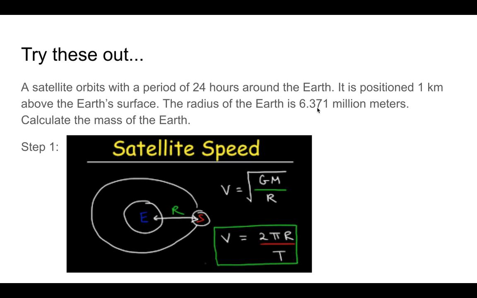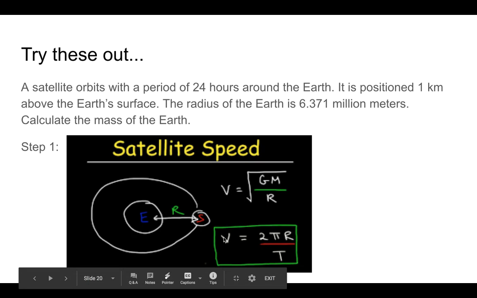The radius of the Earth is 6.371 million meters, so that's the radius of the Earth. Calculate the mass of the Earth. Well, here's step one. The equation for orbital velocity is v equals the square root of GM over r, and the equation for velocity is 2 pi r over T, as long as it's going in a circular pattern.